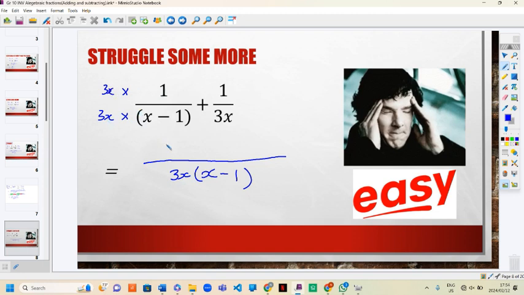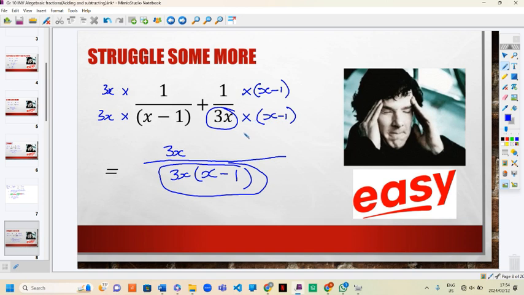What is 3x times 1? It's 3x. Over here, if I compare this with this at the bottom, what's missing by this 3x? Something's missing. Yes, this whole bracket. Can you see that there's just a 3x here, but in this denominator there's a 3x and an x minus 1? So I'm going to multiply by whatever's missing. That whole bracket was missing, so I'm going to put that whole bracket there. What I do at the bottom, I do at the top. Awesome stuff. And what is positive 1 times x minus 1?